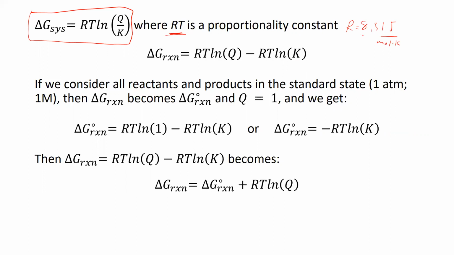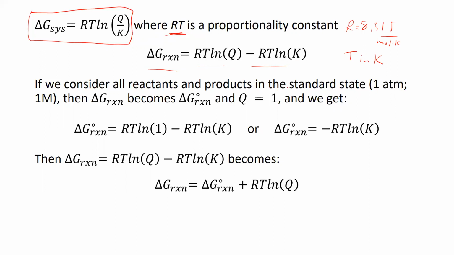We're dealing with free energy. The temperature is in Kelvin. And so those are just a proportionality constant for this. And if you do a little bit of the log math, use your log rules, you can split this up so you get the delta G of the reaction is equal to RT ln of Q minus RT ln of K. That's just the log rules.